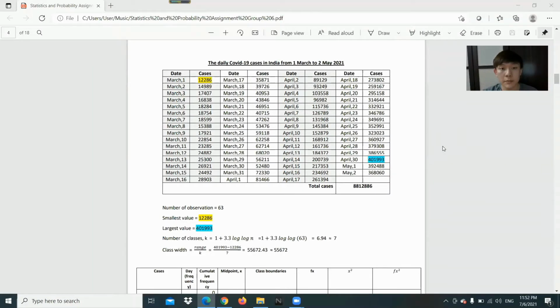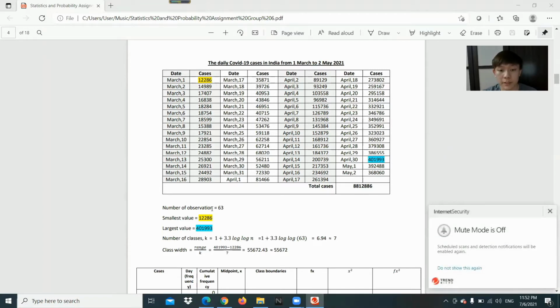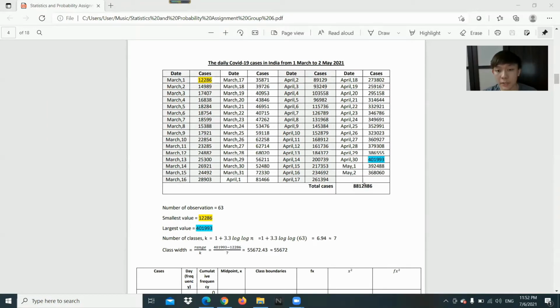Now, I would like to explain the data for daily COVID-19 cases in India from 1 March to 2 May 2021. As you can see in the data, the smallest value is 12286, on 1 March 2021. The largest value we got from the data is 401993, on 30 April 2021, and the total number of cases is 8812886. The number of observations for this data is 63.